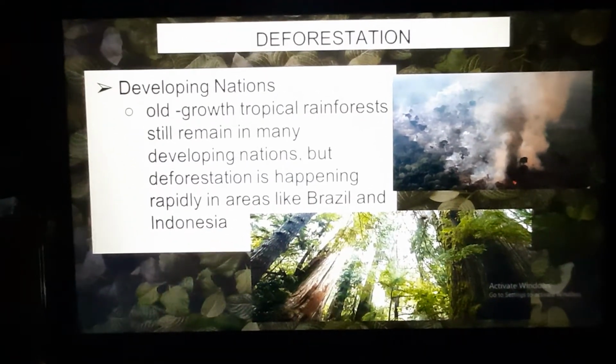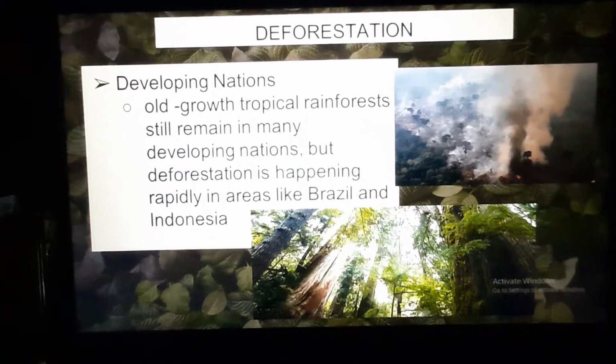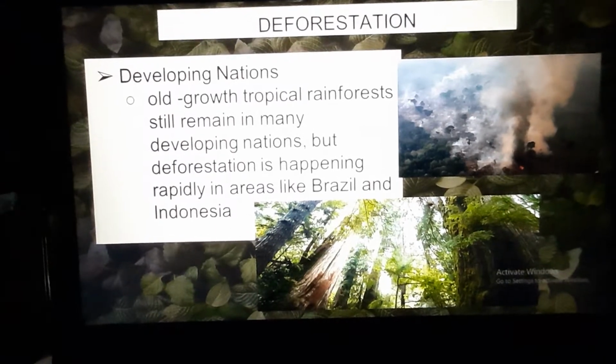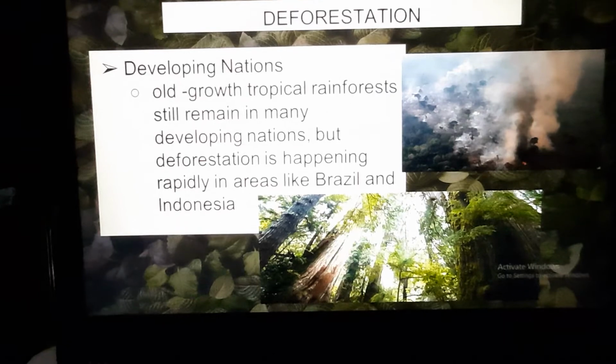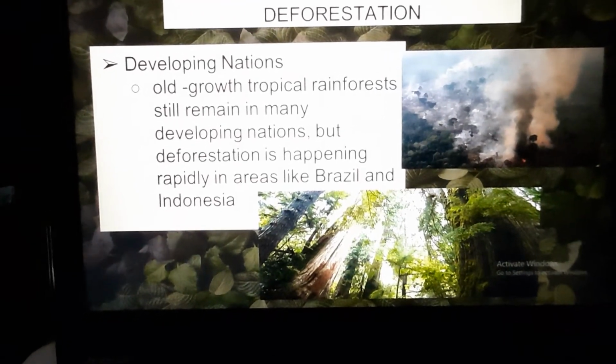In developing nations, the old growth tropical rainforest still remains in several developing nations, but it's disappearing rapidly in areas like Brazil and Indonesia.